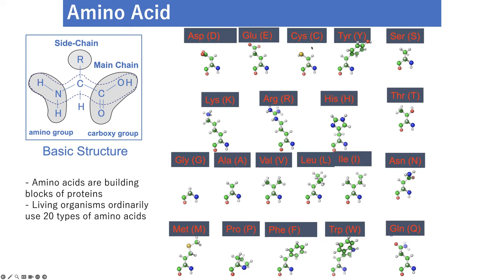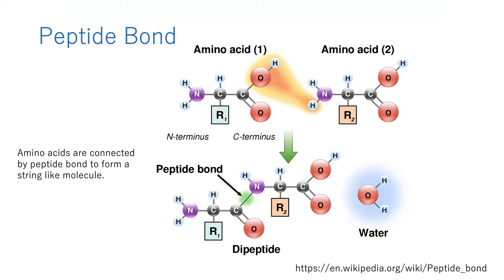And this is a cysteine. And this is the three-letter expression of the cysteine residue. Okay, so this is the amino acid. As I explained in the previous slide, the amino acid consists of the amino group and the carboxy group, and it has an alpha carbon, and this is a side chain.